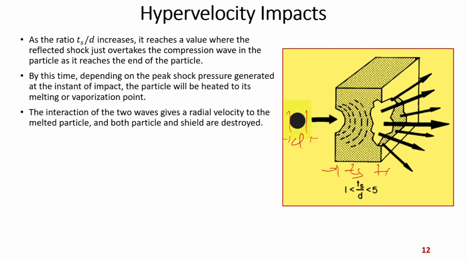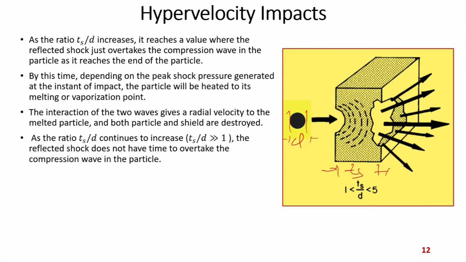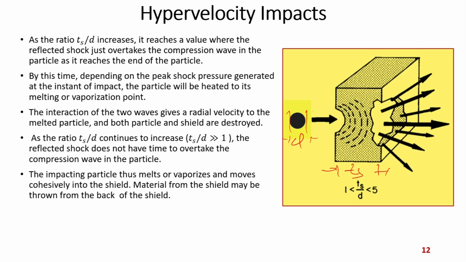It will give you the radial velocity. So, the particle will have the radial velocity, so that it can come out through this direction from the rear side. What does it mean? Because of this, the shield is destroyed, and when Ts by d continues to increase, meaning when it is very large as compared to 1, the reflected shock does not have time to overtake the compression wave with the particle.